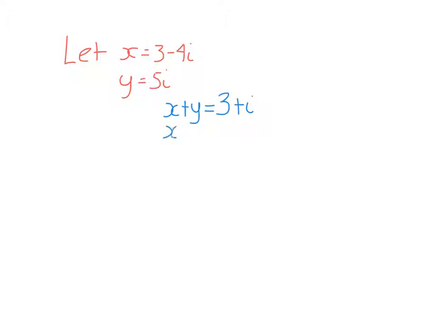So x minus y, similar, 3 minus 0 is 3. We do the real parts, then we do the complex parts. Minus 4i minus 5i. So let's say I wanted to multiply these two now.